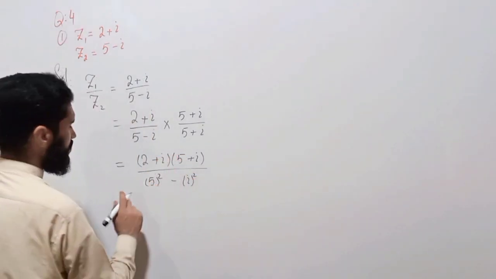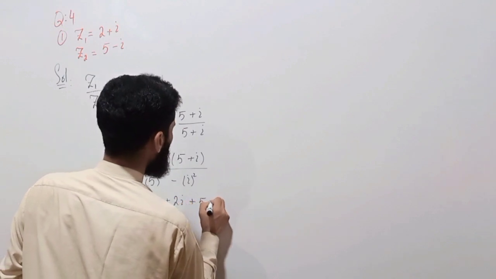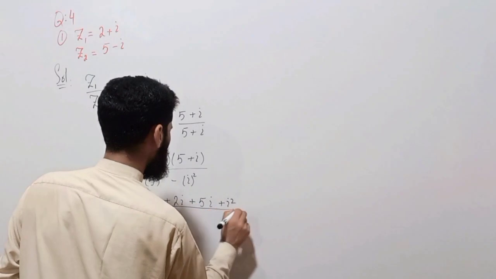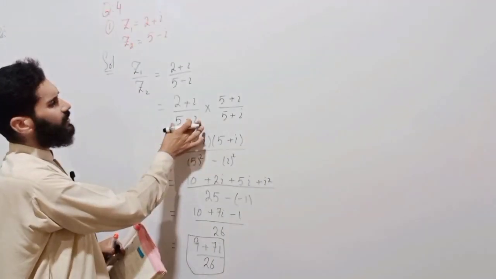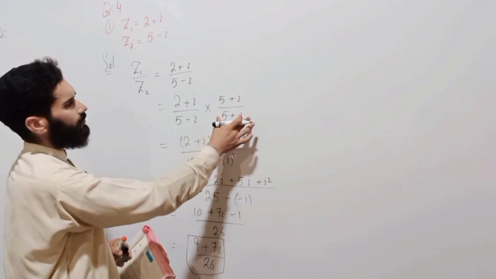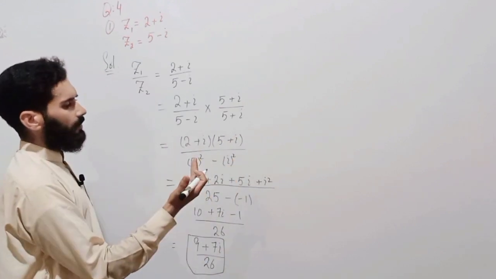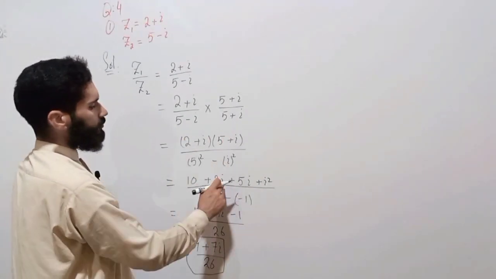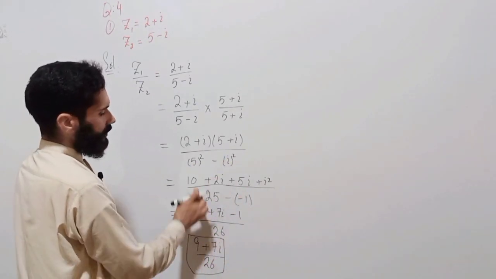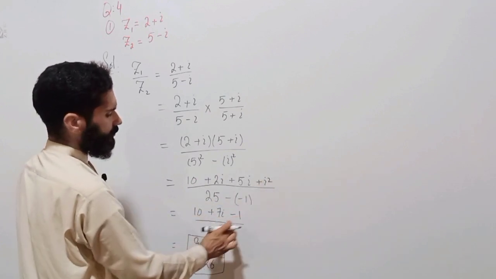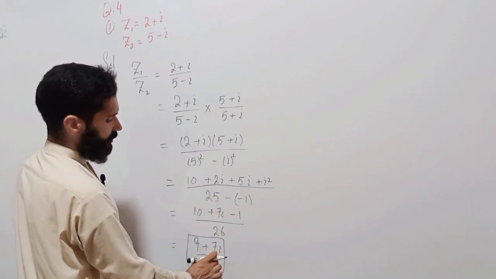Again multiplying: 2 times 5 is 10, plus 2 iota plus 5 iota plus iota squared, divided by 25 minus iota squared. Iota squared is negative 1, so we get 10 plus 2 iota plus 5 iota minus 1, divided by 25 plus 1, which is 26. So 9 plus 7 iota divided by 26.